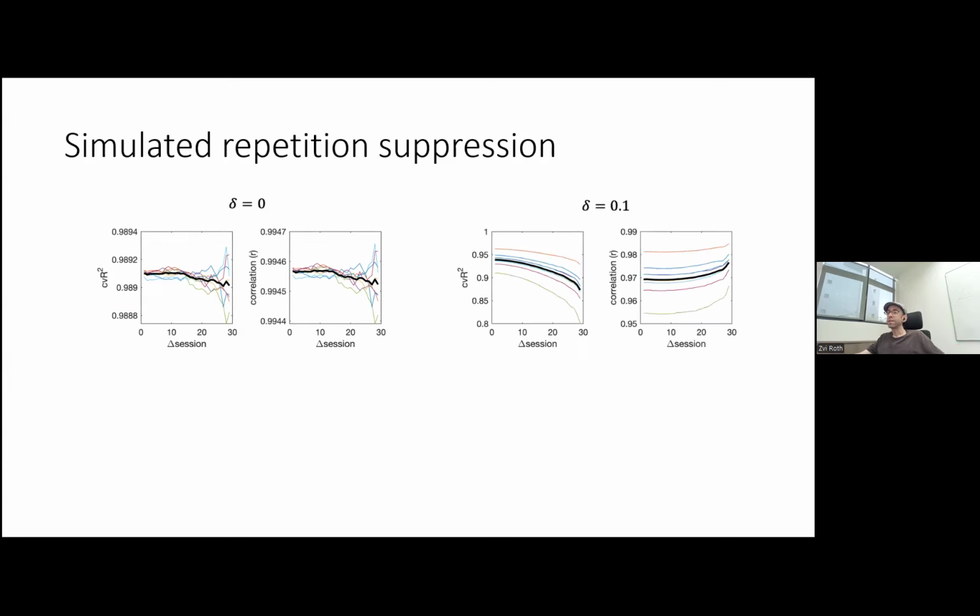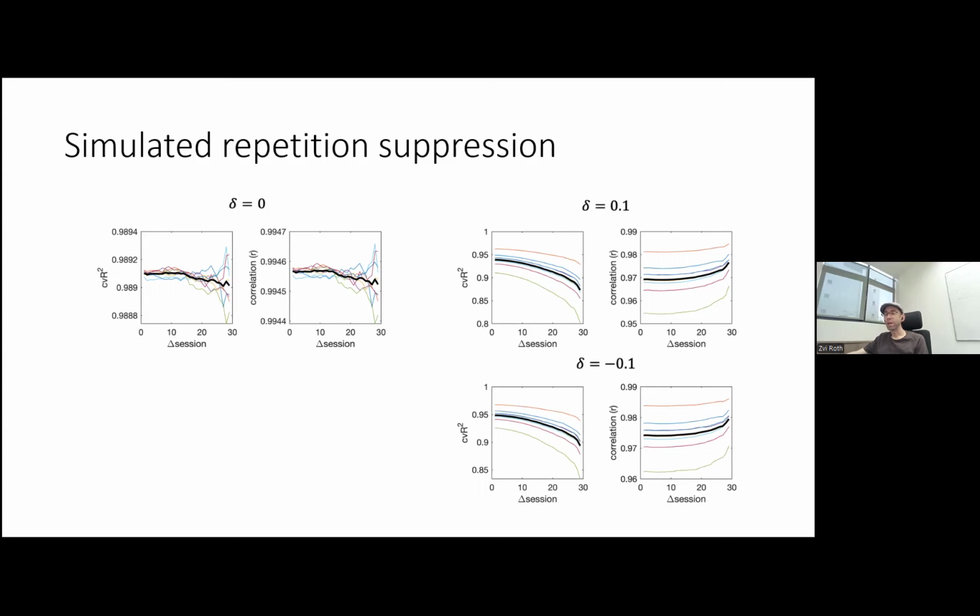Now, when delta is 0.1, we have added repetition suppression into the data. A repeated stimulus evokes only 90% of the original response amplitude. And as a result, we see that model goodness of fit decreases with delta session. So we see drift, but only for CVR squared, not when we use correlation, which is consistent with our empirical results that I presented earlier. And I'll just mention that this is also the case if we add repetition enhancement, okay? That repeated images result in a larger response amplitude.